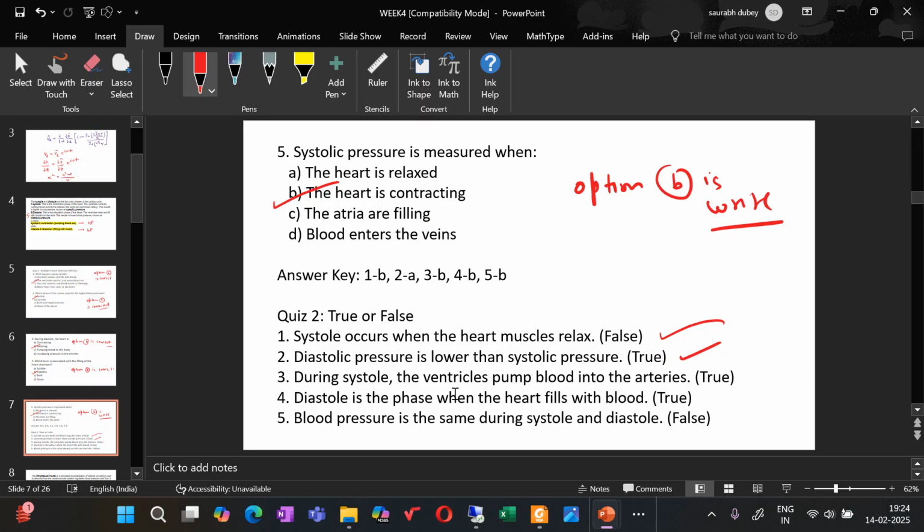So the third question is, during systole the ventricle pumps blood into the arteries. Is it right? So the ventricle pumps blood into the arteries during systole.